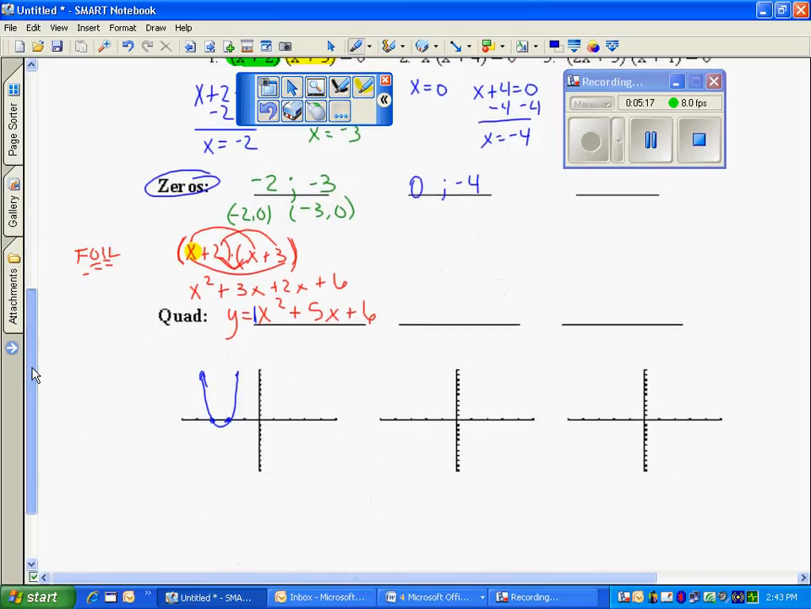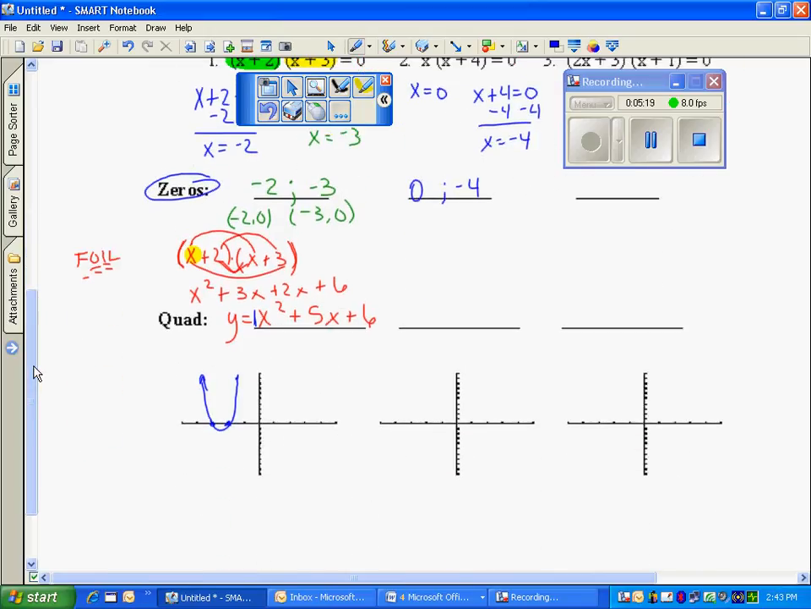If I want to find my original quadratic in standard form and not factored form, I distribute. x times x is x squared, x times 4 is 4x. That is my quadratic. Notice I don't have a c term.